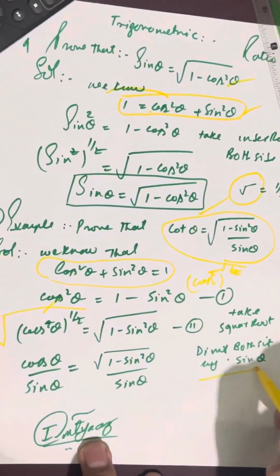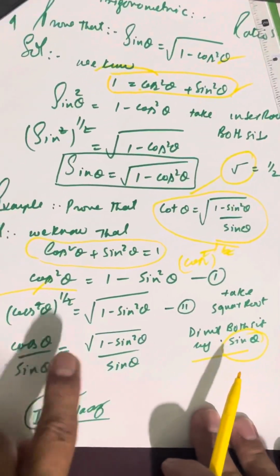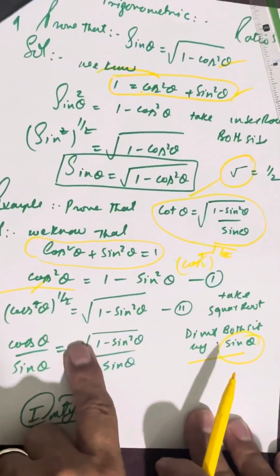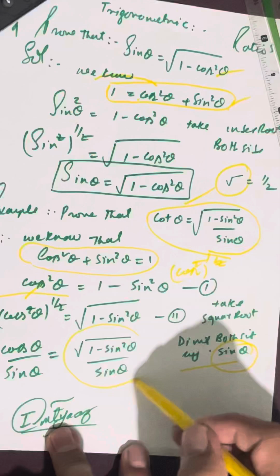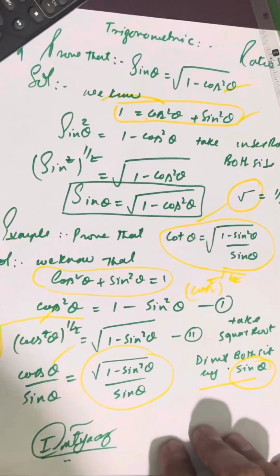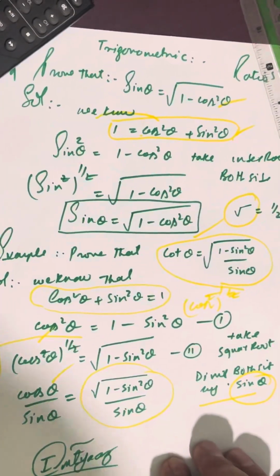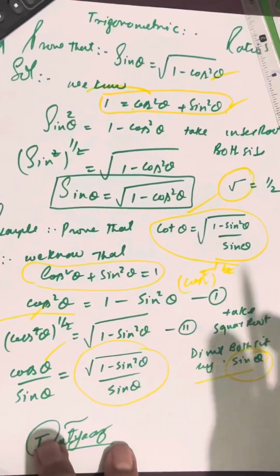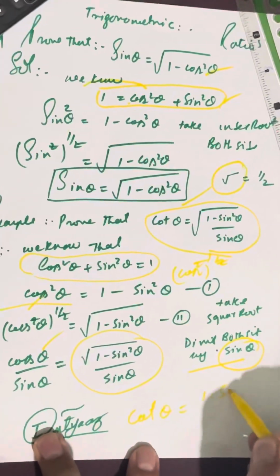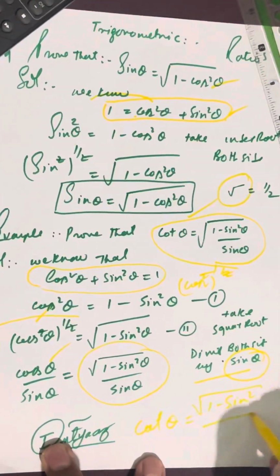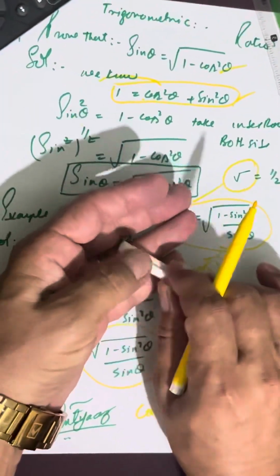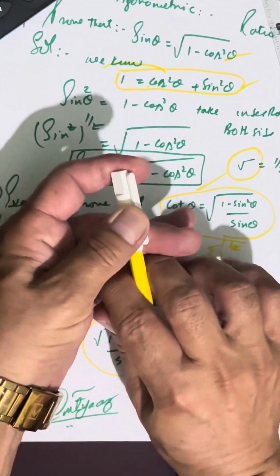Next you have to divide both sides by sine theta. So when you divide both sides by sine theta, cos theta divided by sine theta is equal to the square root of 1 minus sine square theta divided by sine theta. And we know that cos theta by sine theta is cotangent theta. So cotangent theta is equal to the square root of 1 minus sine square theta divided by sine theta. So this completes trigonometry for the basic and intermediate level.